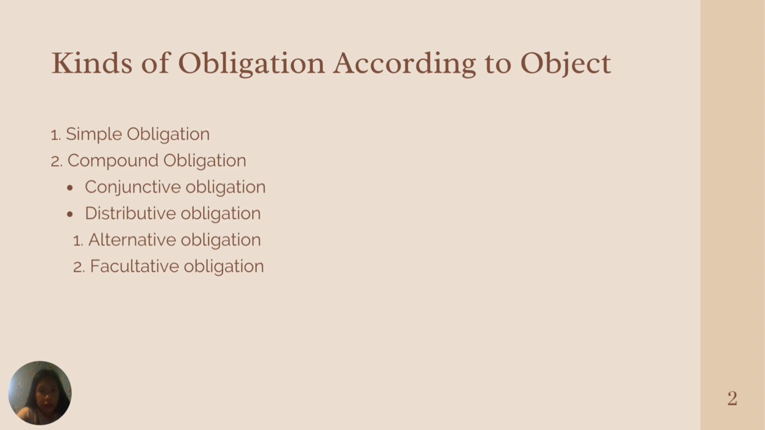In distributive obligation naman, it is one where two or more of the prestations is due. It may be alternative obligation or facultative obligation. In alternative obligation, it is one where several prestations are due, but the performance of one is sufficient. In facultative obligation naman, it is one where only one prestation is due, but the debtor may substitute another.